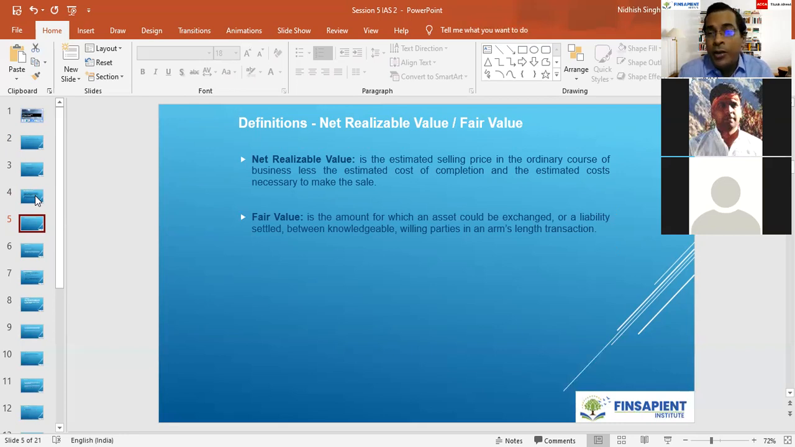But net realizable value is something that makes all the adjustments. Hence, fair value is quite likely to be higher than NRV all the time. At maximum, fair value could be equal to NRV, but very likely it will be more than NRV.